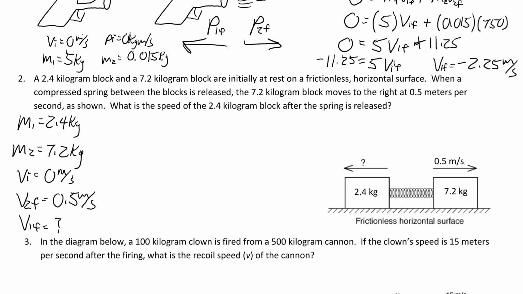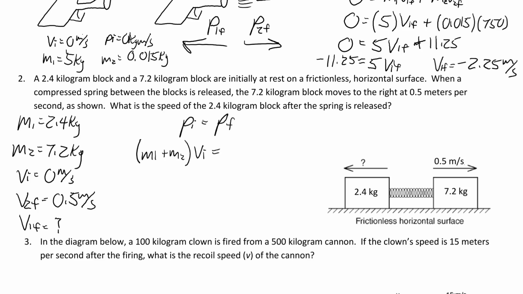So you write your equation, which is, again, just the initial momentum is equal to the final momentum. And the initial momentum of the system, they start together. So you have M1 plus M2. They're together, moving at the same initial velocity.